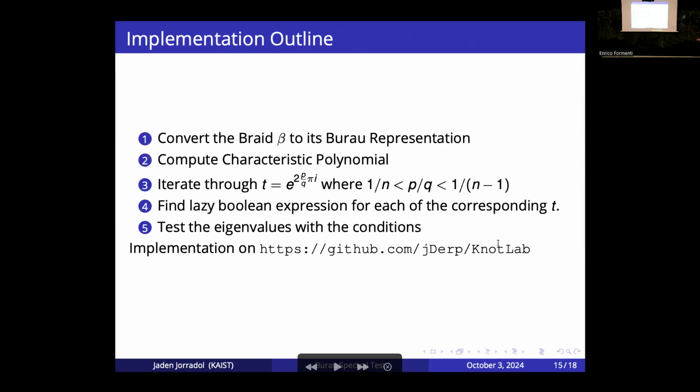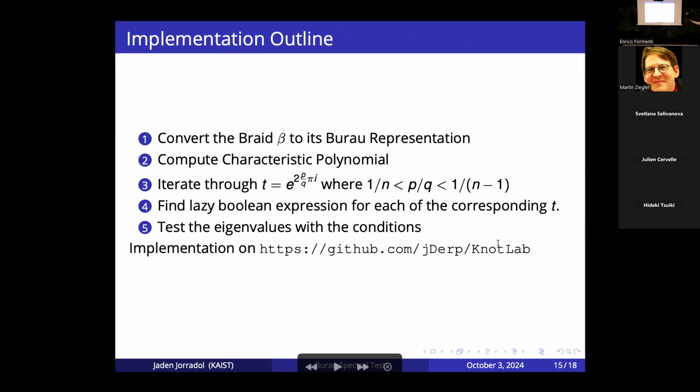So we iterate through the t's in which the t is on the ring, and then you lazily find the Boolean expression of each t, and then you combine it to test the eigenvalues, if any one of the t's is in the test region of the ring, or in the extensible case, in the Descartes oval or not.